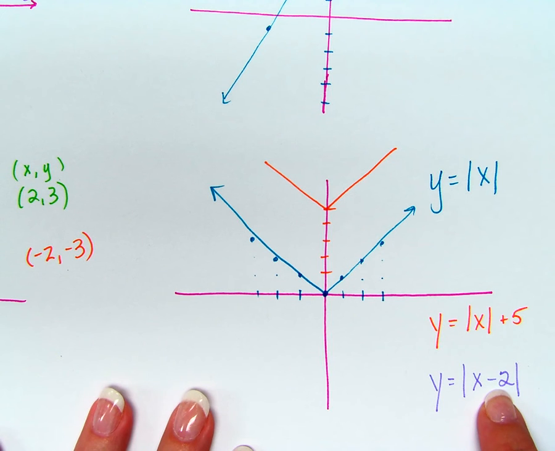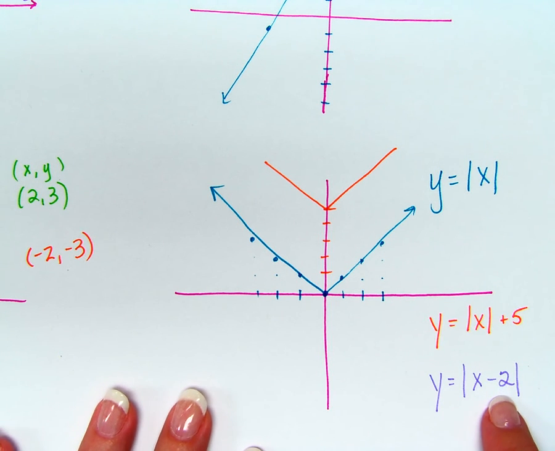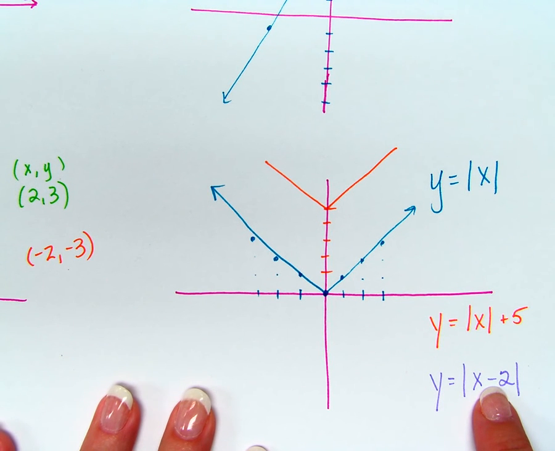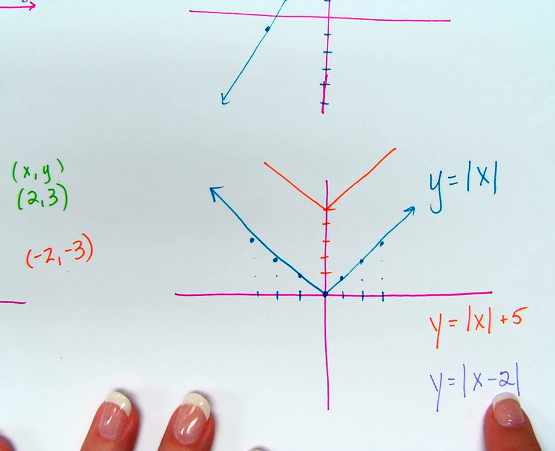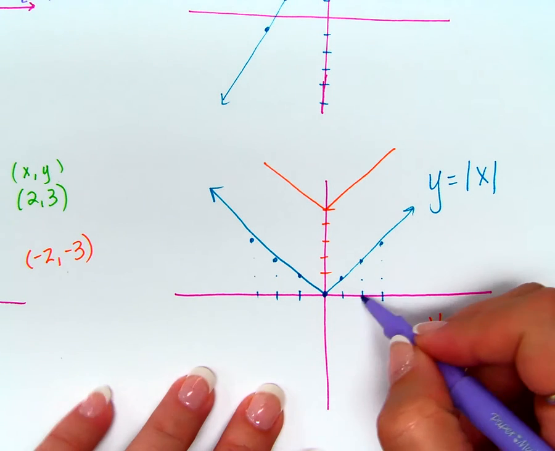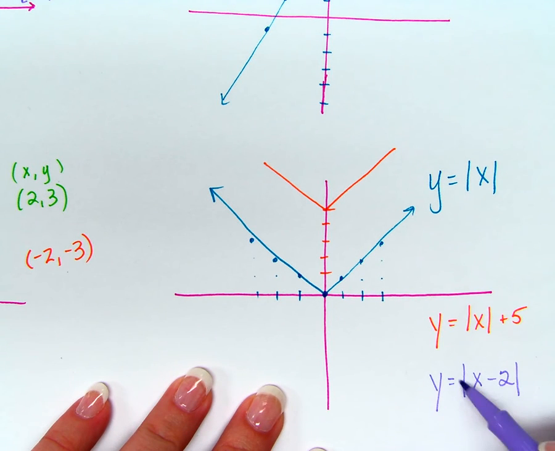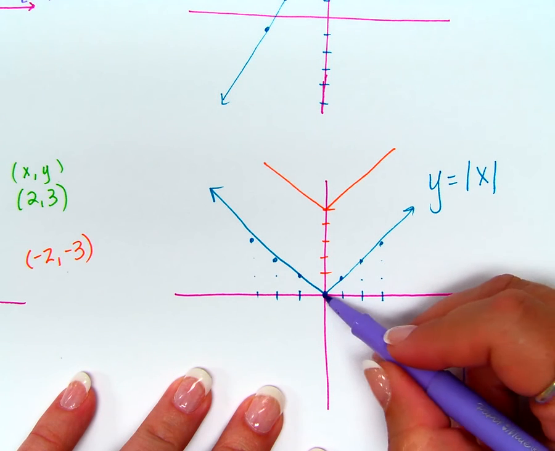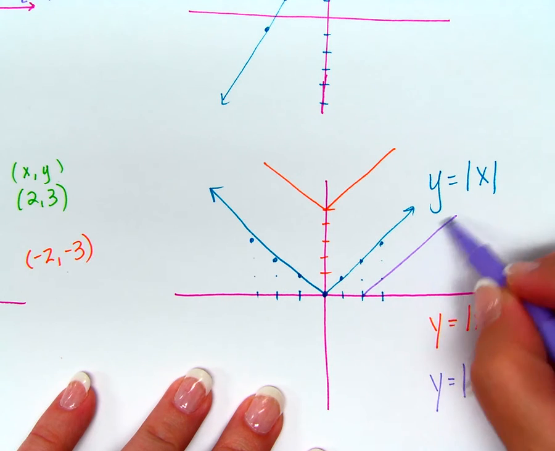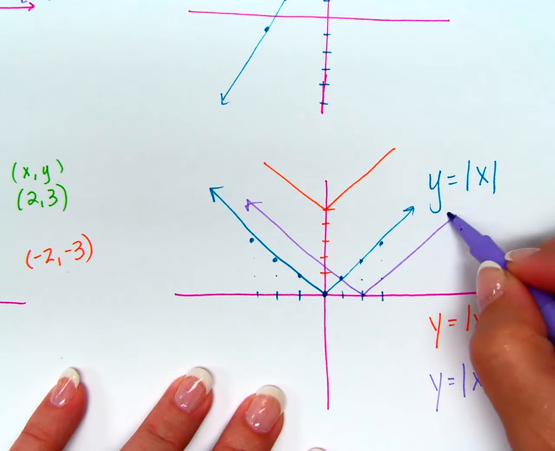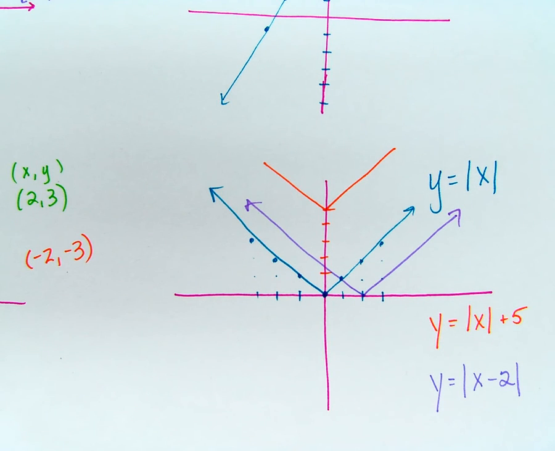Where is this 2? It's on the inside, so it's going to be a horizontal change. But remember, horizontal changes are backwards of what we think. We think this should go left because it's negative, so it actually goes right. So we scoot, there's no multiplier, so it doesn't change shape. So we just take this point and move it over 2 and move every point over 2. So it looks just like that. You okay with that so far?